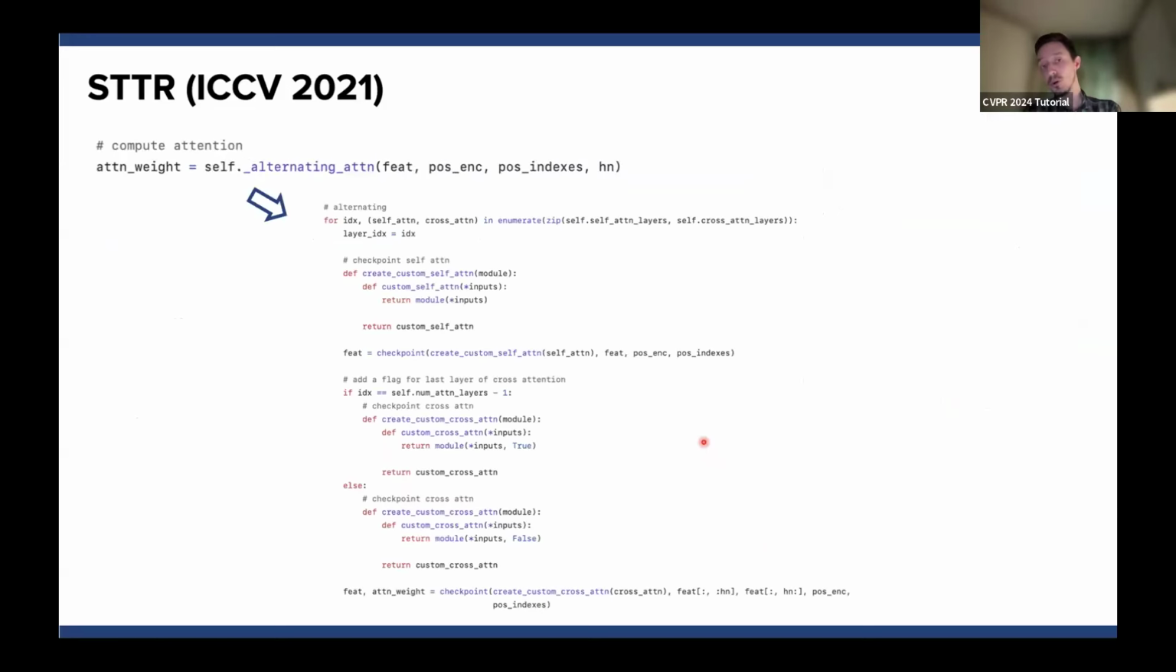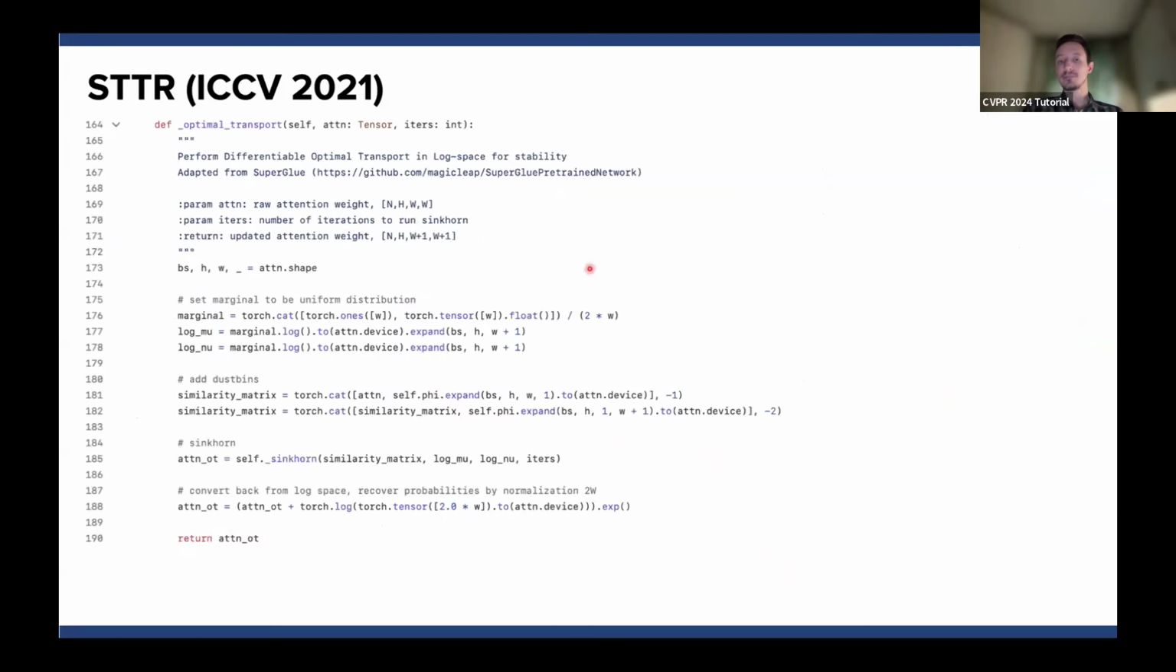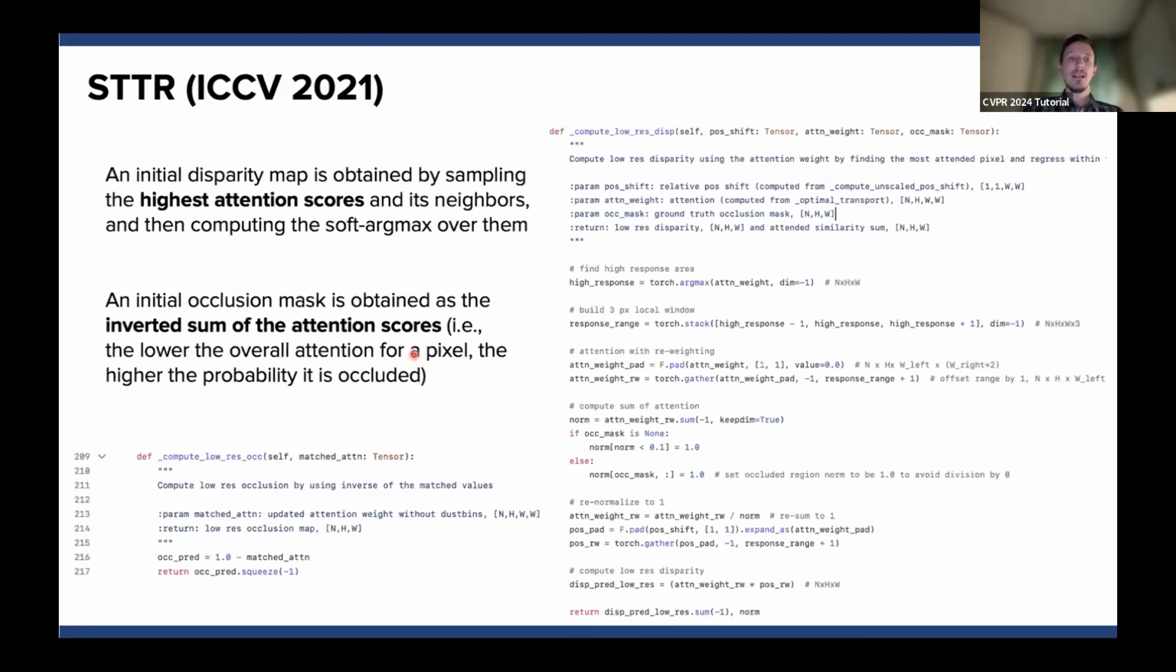Here again, I was supposed to dive a little more into the code, but in the interest of time, unfortunately, we can't. I will just show you that here we have the self-attention, here we have the cross-attention, and finally, here we have a reference for the optimal transport layer. Once we get the attention maps, we can obtain an initial disparity map by simply looking, for each token, at the highest attention score and its neighbors. We then compute the soft argmax between them and obtain the initial disparity.